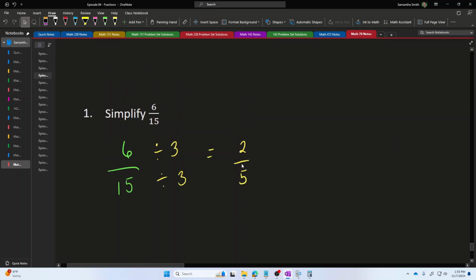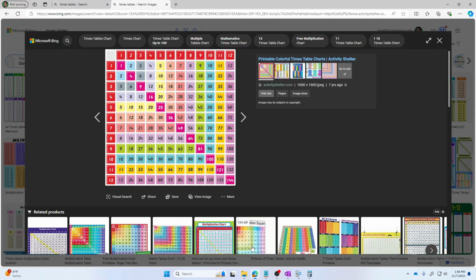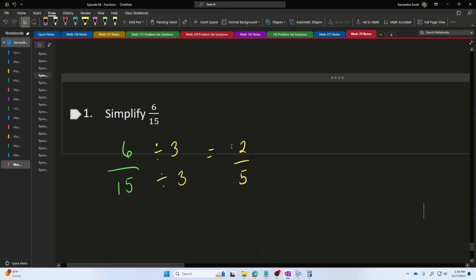Now, can I reduce this any further? Is there a number that evenly divides both 2 and 5? I don't think so. Because, for example, if I look at my times table, the only row in which 2 and 5 both appear is the row that's labeled by 1. And dividing by 1 isn't going to help me to reduce my fraction any further. Dividing by 1 doesn't change your number at all. So 1 doesn't really count, and 2 and 5 do not show up in the same row anywhere else in this table. So I think that 2 over 5 is as simple as this one is going to get.